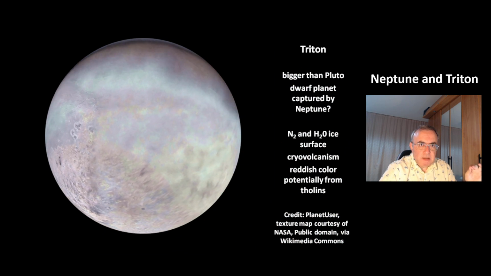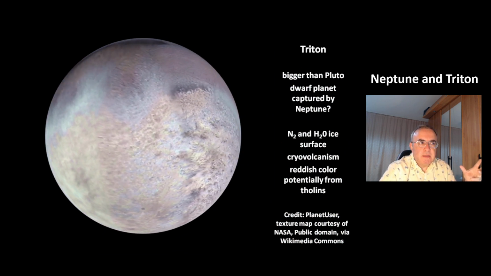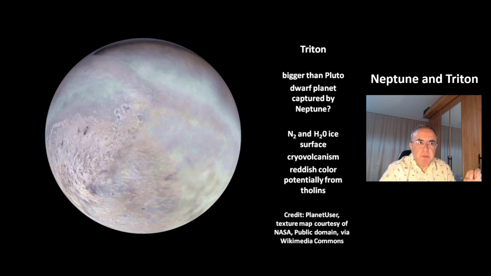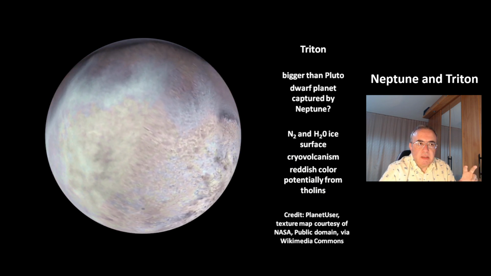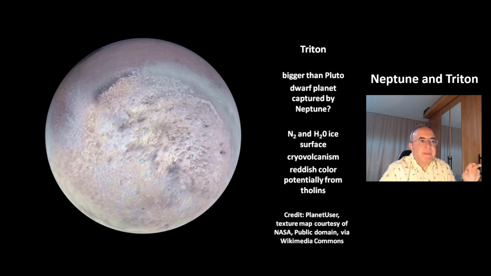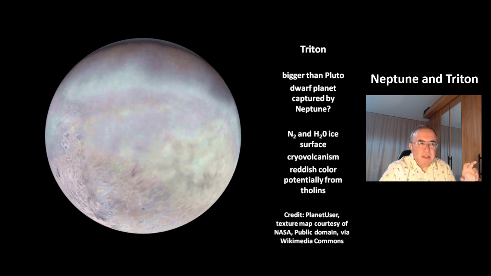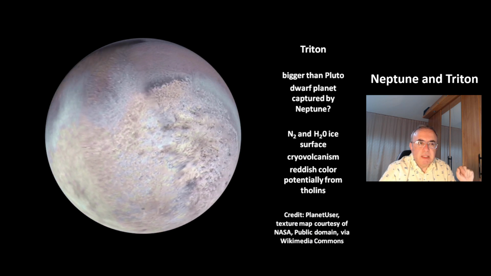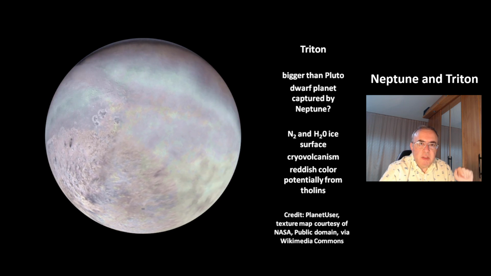Triton is bigger than the dwarf planet Pluto, so it could be that this used to be a dwarf planet which was later captured by Neptune. The surface contains nitrogen and water ice and has cryovolcanism. The reddish color could be from tholins. Tholins are chemical reaction products of nitrogen with hydrocarbons in UV light.